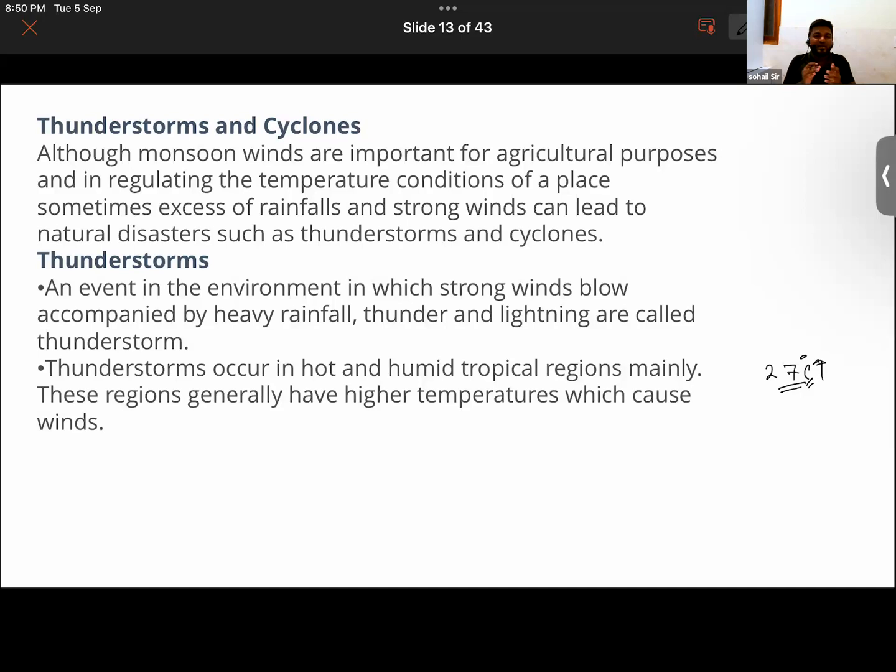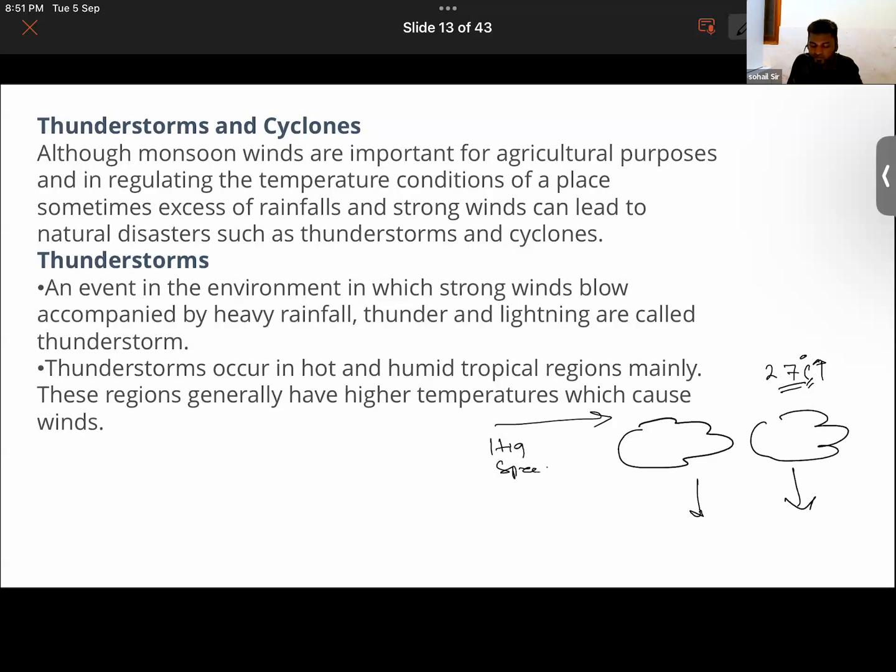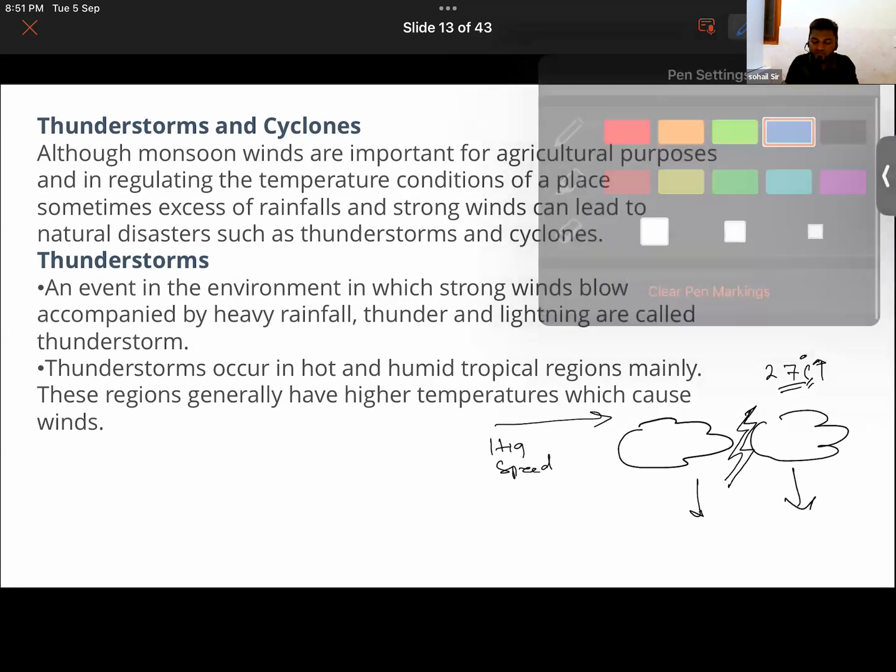It is when the normal rainfall is accompanied by high wind also. Like, these are two clouds, rainfall is there. Now suppose high wind is blowing with high speed here, then the two clouds will collide against each other. So that will lead to generation of thunder. Getting it? Yes, sir. Okay.